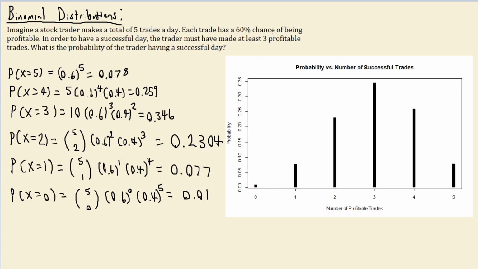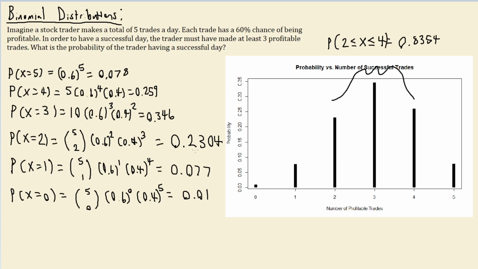Now, another way to say that, particularly due to the fact that we have all of the actual mathematical information here, is that the probability of the trader having a day that lands within this boundary here, between 2 and 4, or the probability of x being greater than or equal to 2, but less than or equal to 4, is just going to be equal to the sum of these 3 values here, which happens to be 0.8354. So 83.5% of the time, the trader is going to have a day where they make between 2 and 4 successful trades.